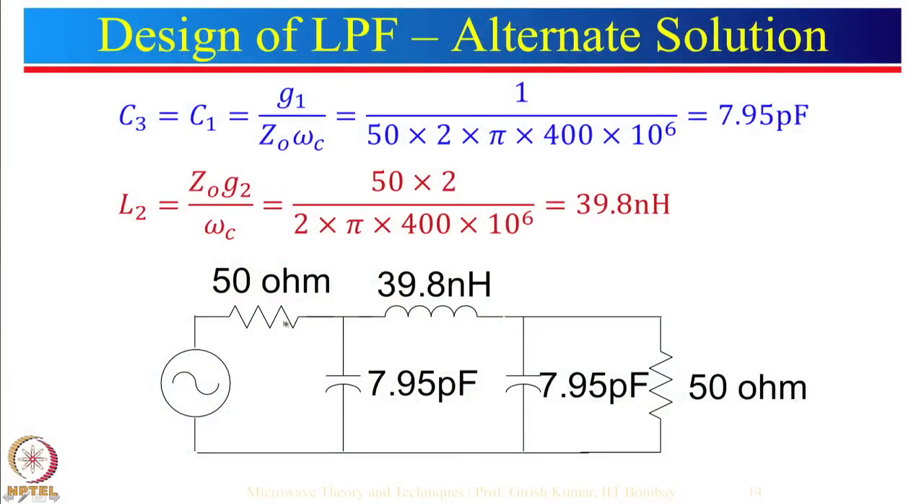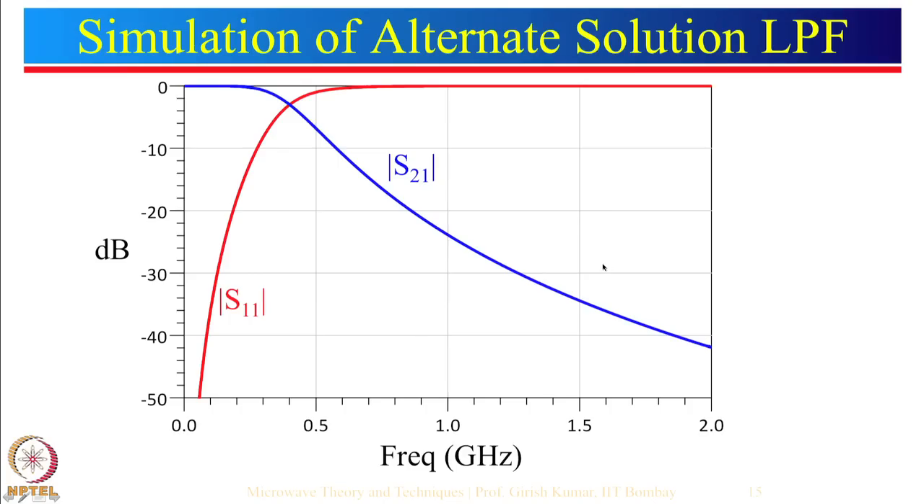Let me just tell you, for one case of the inductor we had seen that this was 19.9 and this was 19.9. So, 19.9 plus 19.9 is equal to 39.8 nano Henry. You can verify the same thing for the capacitance value. Okay. So, let us see the response. You can see that the response is exactly the same, there is no difference at all.